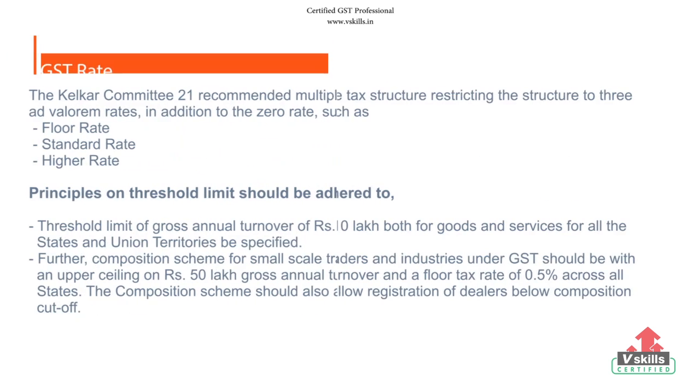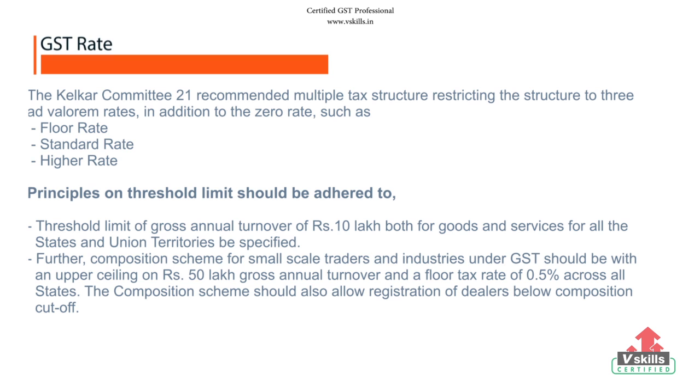The Kelkar Committee recommended multiple tax structure restricting the structure to 3 ad valorem rates in addition to the zero rate, which are listed in the frame.